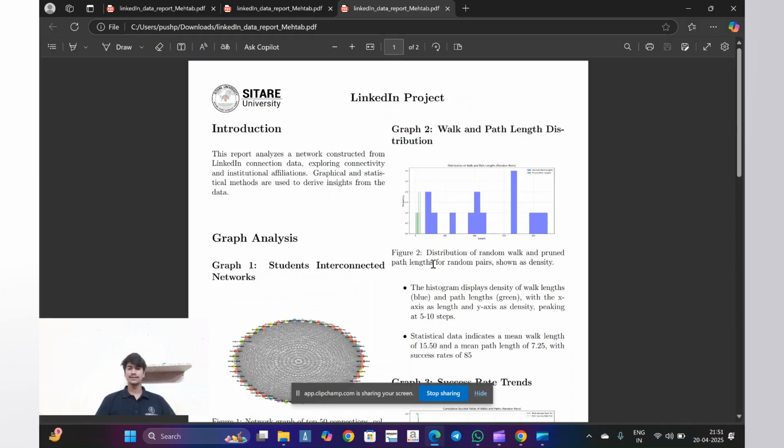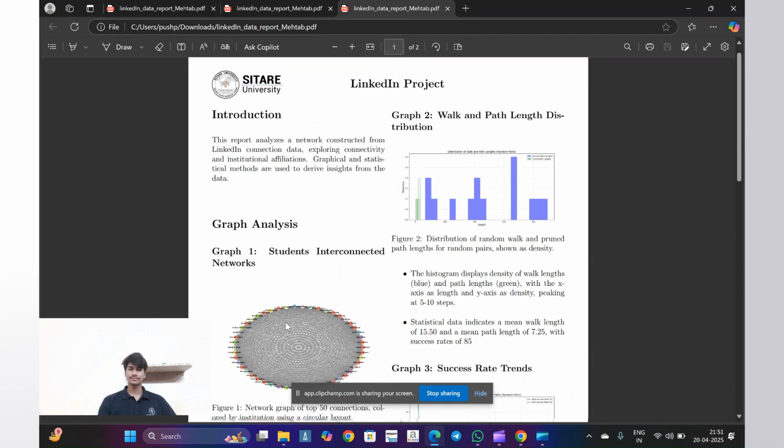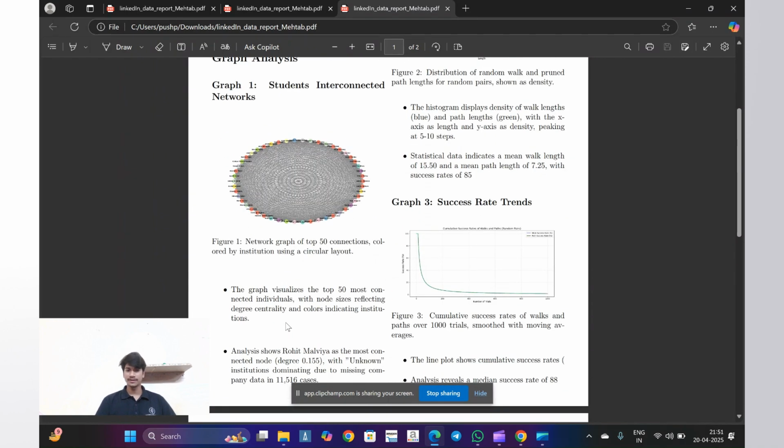So at first, I made a student interconnected network. Let us look at the graph. This network graph showcases the top 50 most connected individuals displayed in a circular layout. We can say that each node's size reflects its degree centrality, how many connections it has, while the color indicates different institutions.